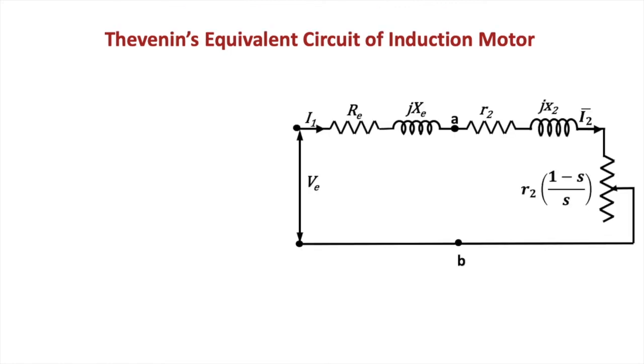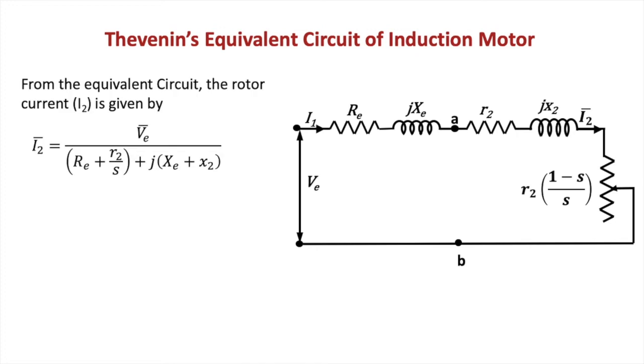Now the Thevenin's equivalent circuit of the induction motor. What we finally get as the exact equivalent circuit is: RE is the equivalent resistance for the stator and the magnetizing component, XE is the equivalent reactance for the stator side reactance and the magnetizing reactance, and the rotor circuit is added to the circuit. So your rotor current becomes VE divided by the impedance of the total circuit.